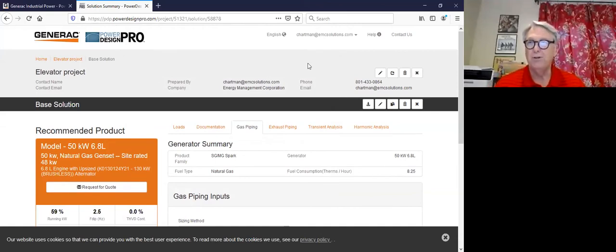We're trying to protect the privacy of your project and so on. But if I want, I can change that design and say I'm going to go with a different generator, or I'm going to change the loads or whatever. And then I can say, hey, send back my revised solution to you, and you will get back in your Power Design Pro my suggestion for a revised solution.